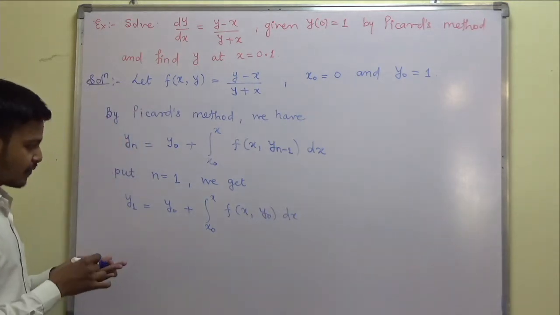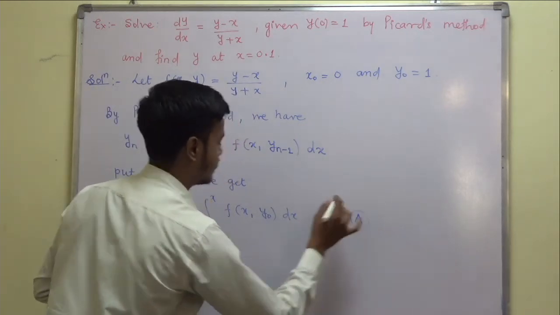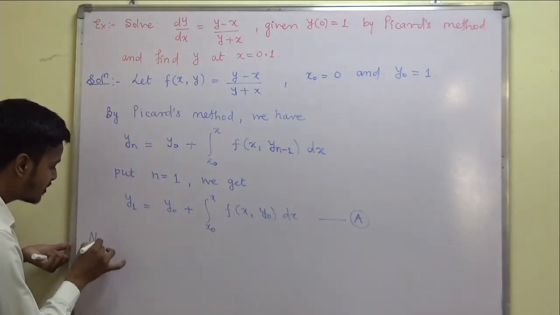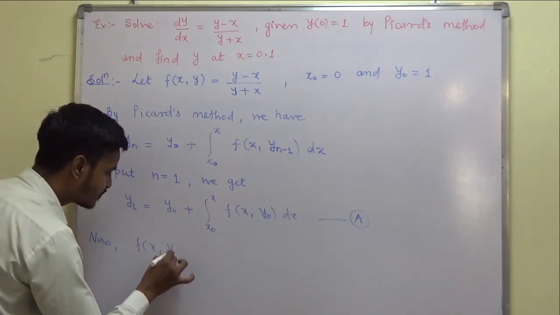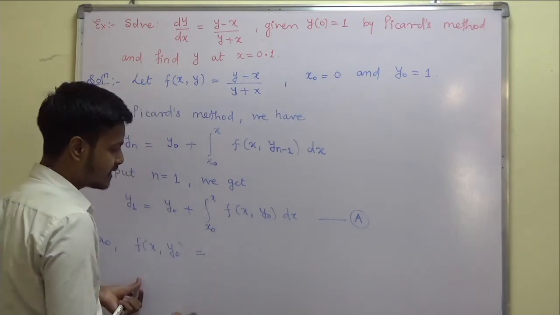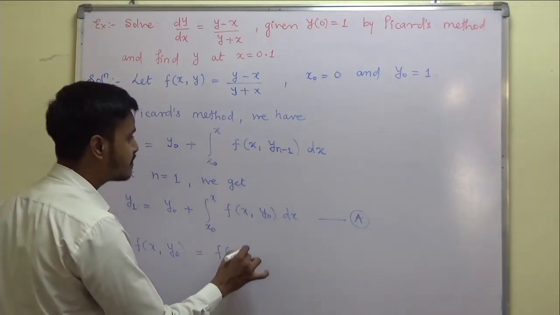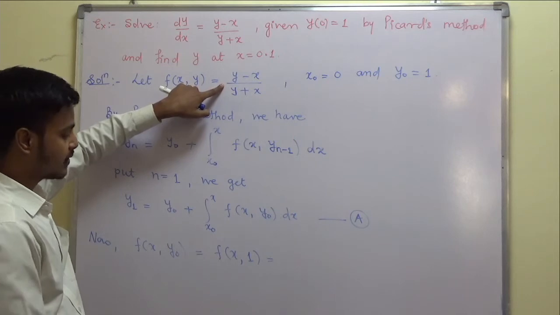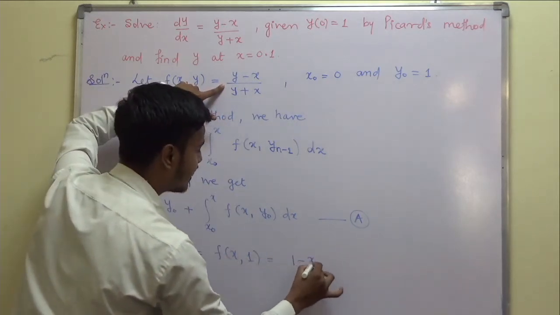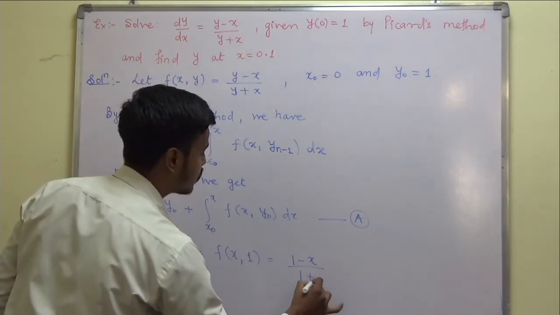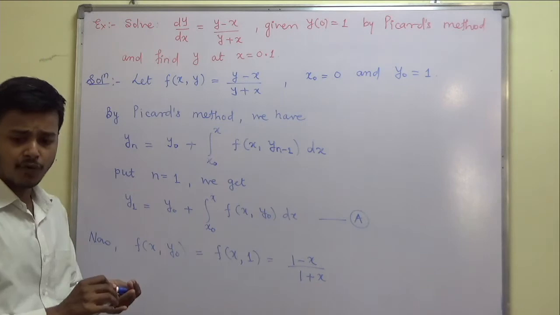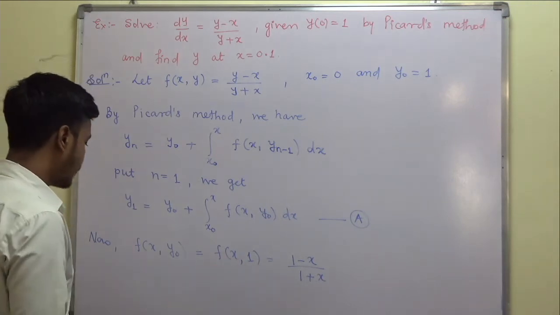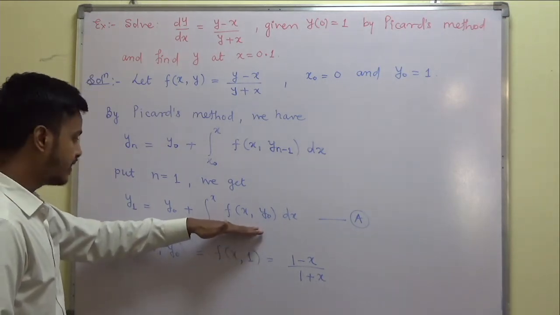Okay, now my objective is to solve this, but before that I am going to find out this value, that is f of x, y0. So let me find out this. Now f of x, y0 is equal to, what is my y0? That is 1. So in place of y, I need to put 1, so this is 1 minus x upon 1 plus x. So this is f of x, 1. Now we are going to substitute here and we'll find out y1.